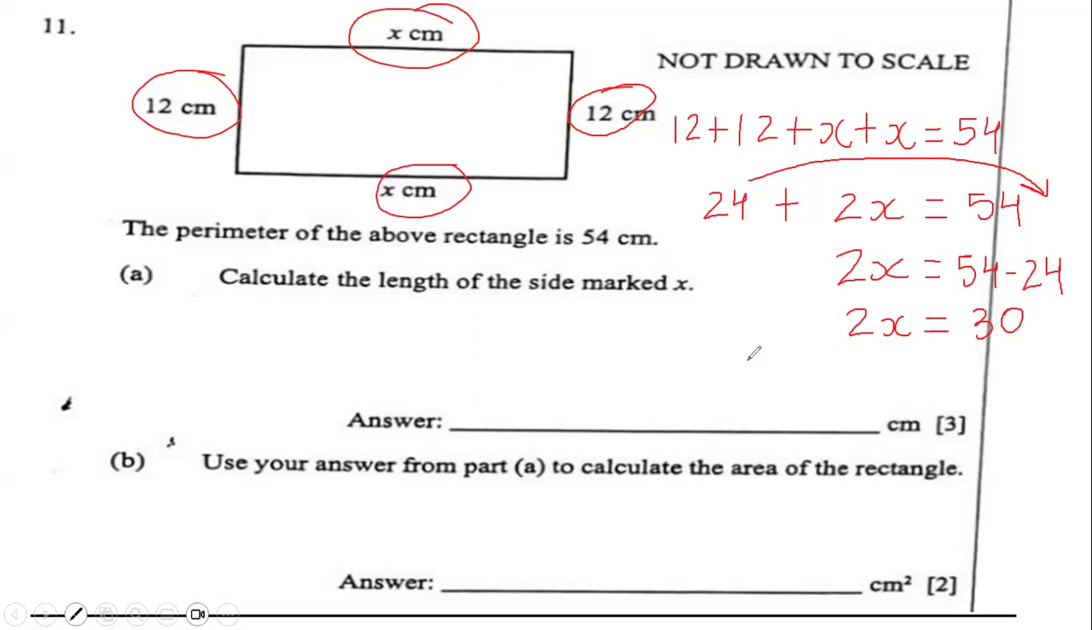And then what we're going to do here is divide both sides by the coefficient. We're going to divide both sides by 2. All right. And so we cancel those 2, right? And then we say x is going to be equal to 30 divided by 2. Now, what is 30 divided by 2? 15.